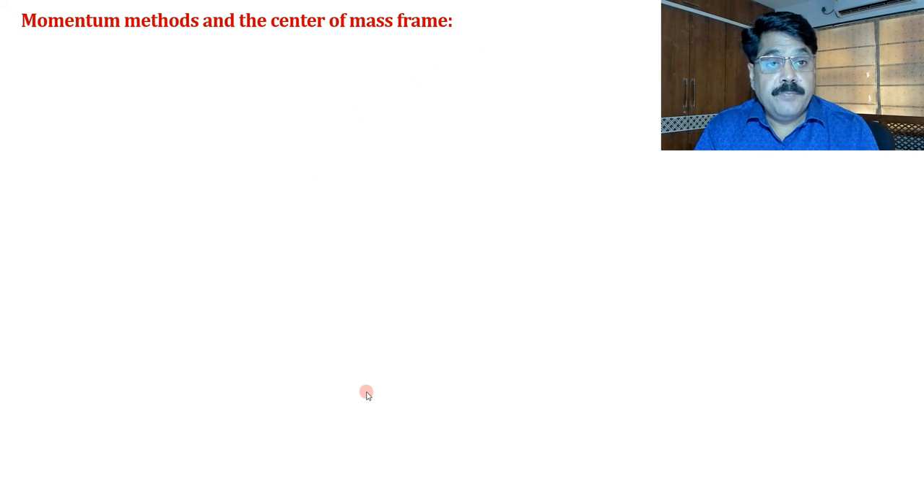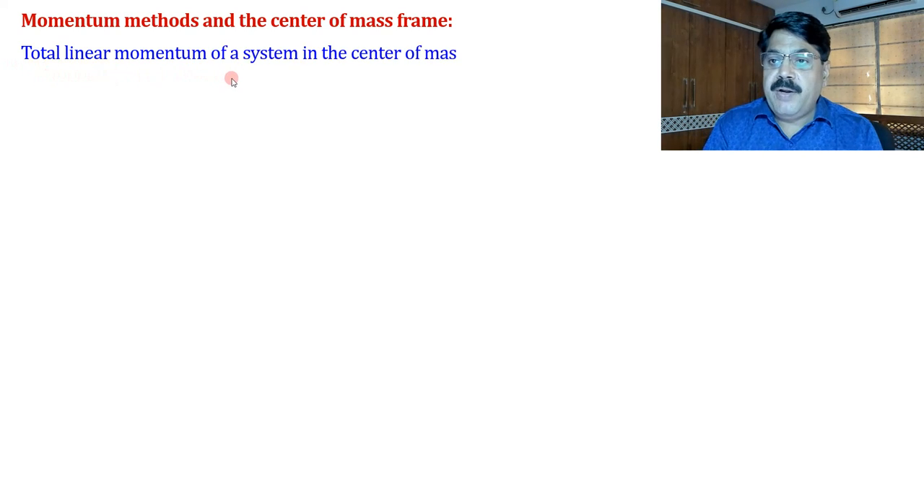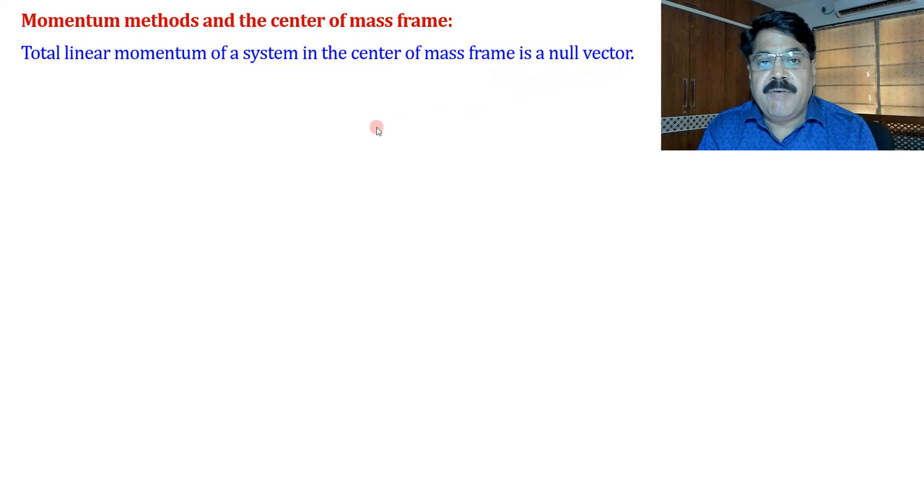Now we come to momentum methods and the center mass frame. In center mass frame, we know that total momentum of a system is always a null vector. So momentum in center mass frame is always conserved. It may give an advantage sometimes, but we'll discuss some other aspects here. The first idea: total linear momentum of a system in center mass frame is a null vector. So summation mi vi with respect to c is a null vector. So in center mass frame, the total linear momentum is always conserved and its value is always a null vector.